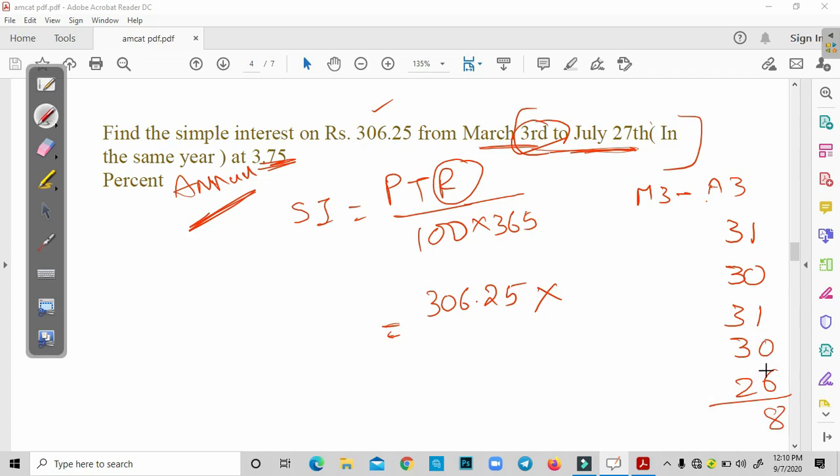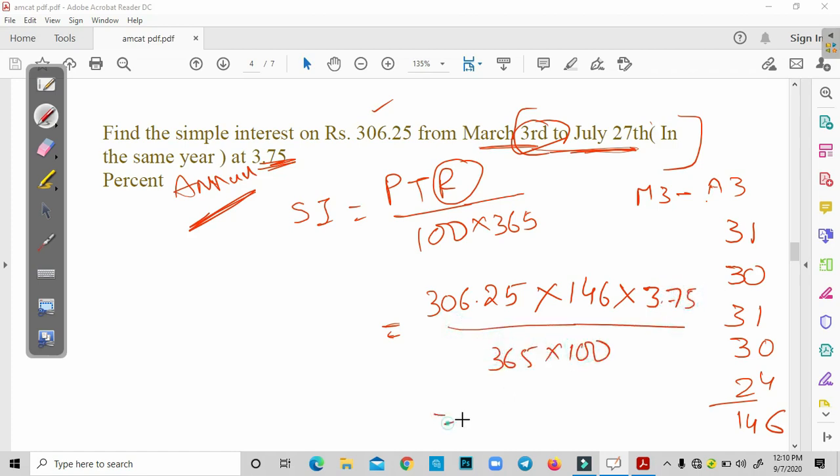Sorry, 24 days. So it will be 6. Wait a second, because from the 3rd to the 27th, it will be only 24 days. So 6, 1, 2, 12, and 146 days. 146 days into rate of interest is 3.75 by 365 into 100.